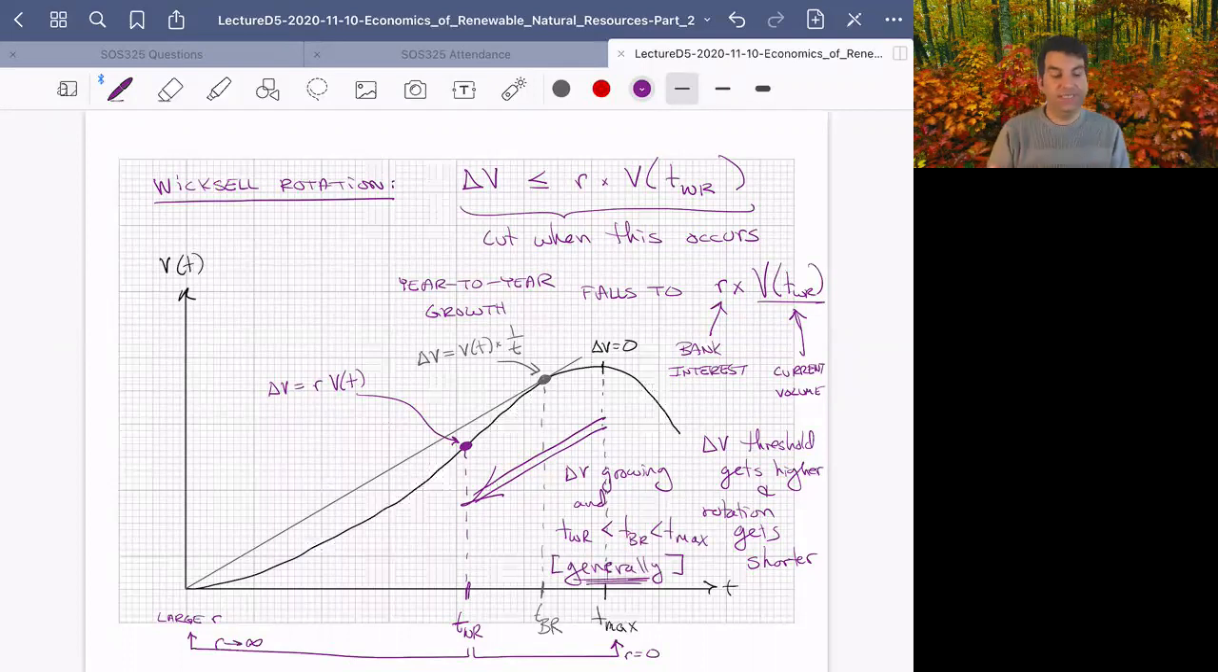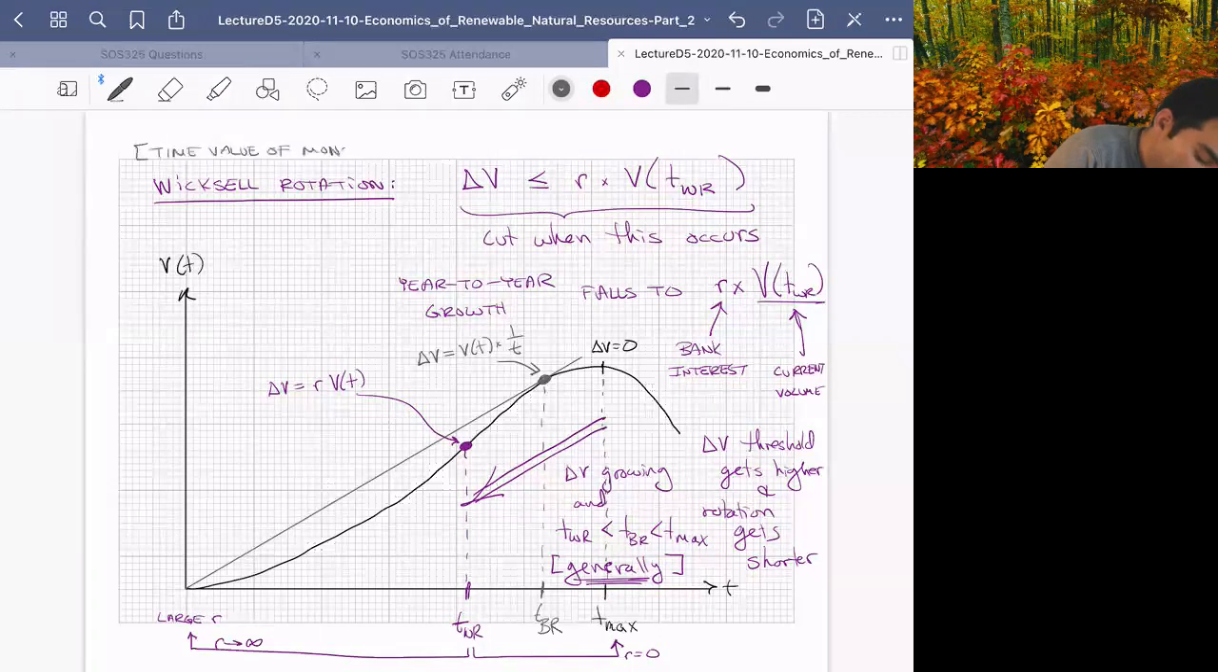All right, that's my summary of the Wicksell rotation before we move on to adding another complication. Before we add something else to this rotation, are there questions about the Wicksell rotation, about just adding in the time value of money? I guess I could summarize that the Wicksell rotation includes the time value of money. Any questions about that? Is that pretty clear?